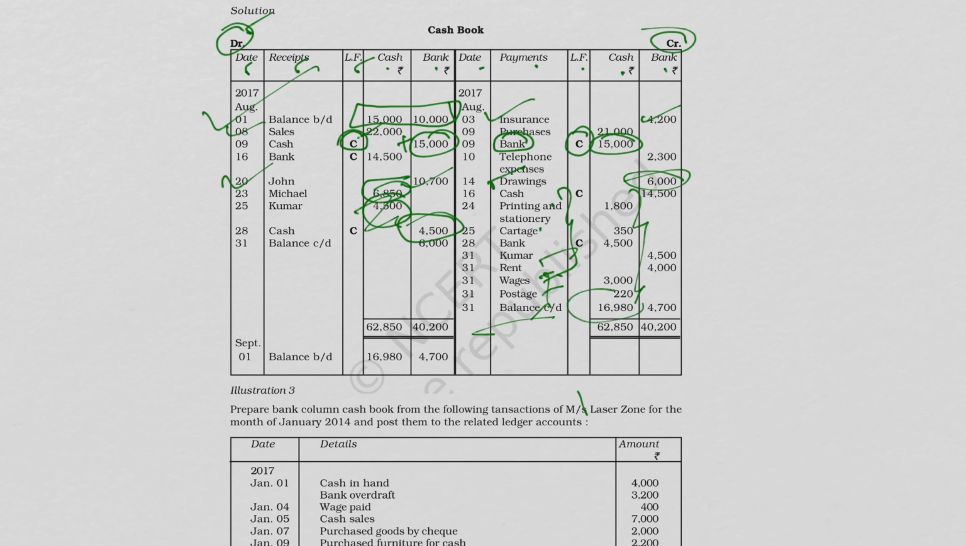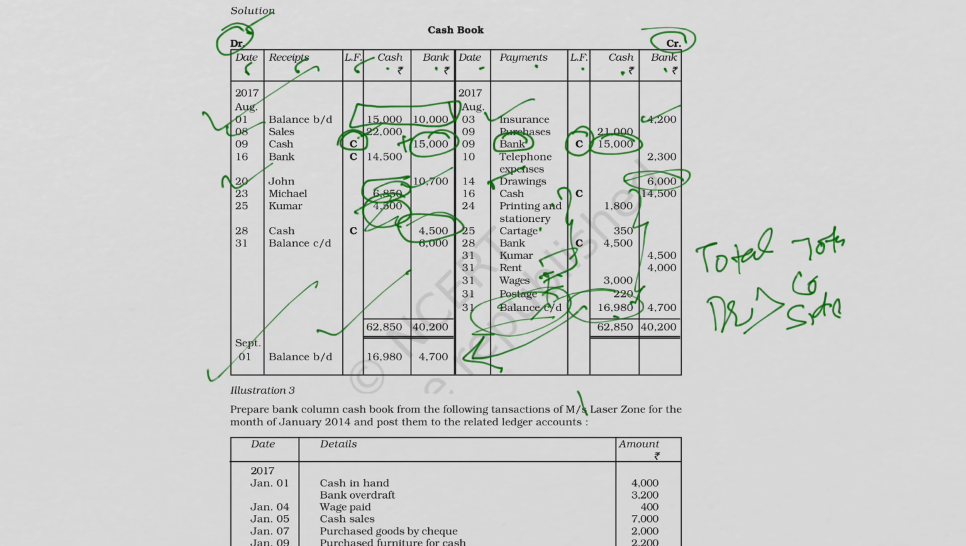And whatever balance is coming, why is this balance coming? Because the debit side is greater. When the total of the debit side is greater than the total of the credit side, then the balance carried forward will be on the credit side. This will be carried forward here, the next month's opening.